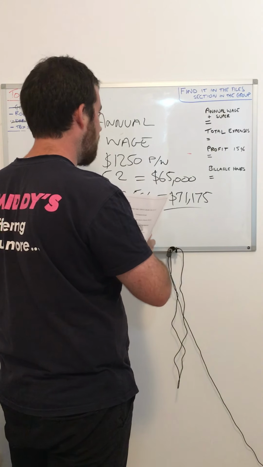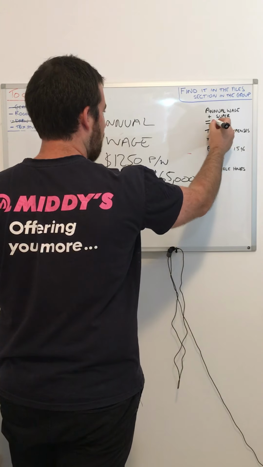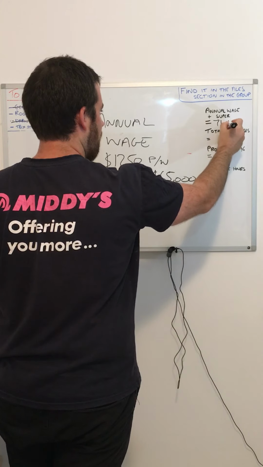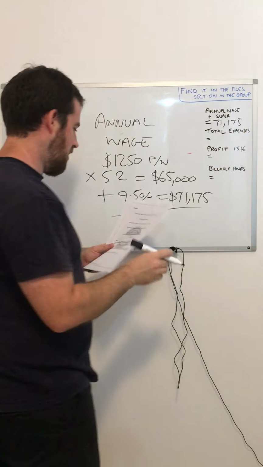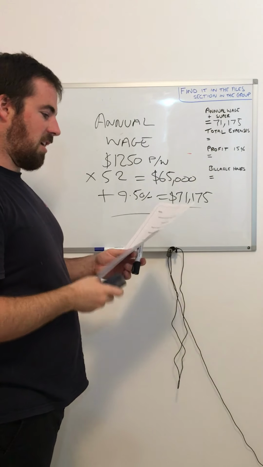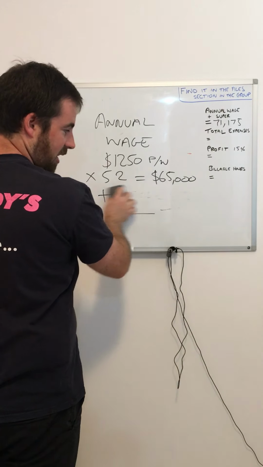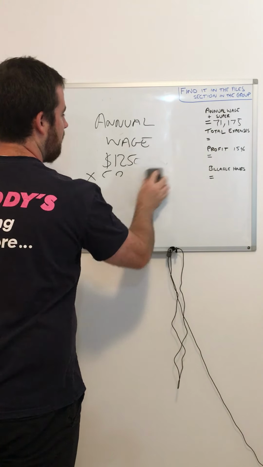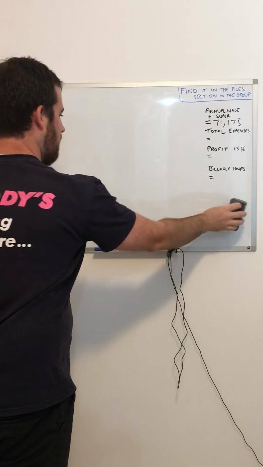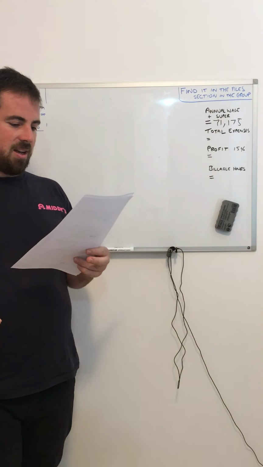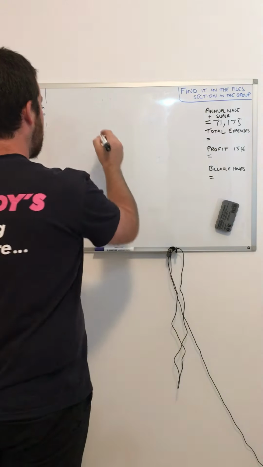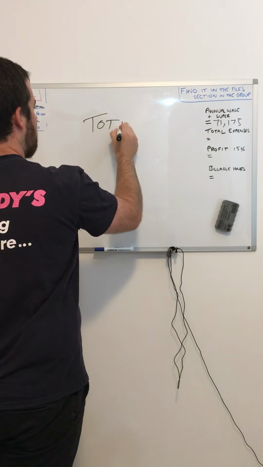So our annual wage will be $71,175. Okay, hope that makes sense. We'll work out the holidays and stuff later. So now we will work out our total expenses, total business expenses.